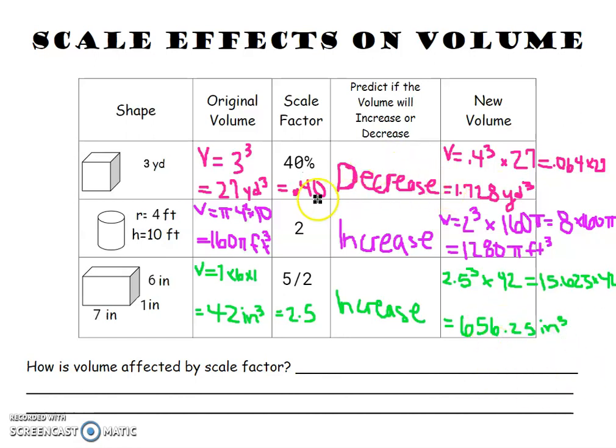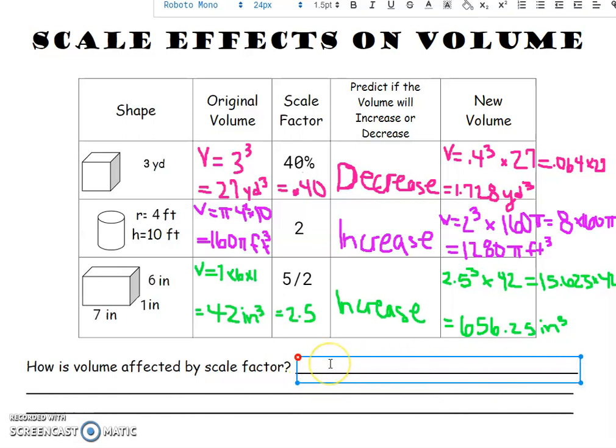Okay, so notice where we predicted decrease, we went from 27 to 1.728. We predicted increase, 160 pi to 1,280 pi. 42 inches cubed to 656 inches cubed. So where we're predicting increases, we're seeing them. Where we're predicting decreases, we're seeing that as well. So how is volume affected by the scale factor?